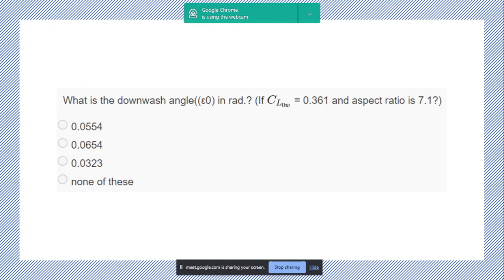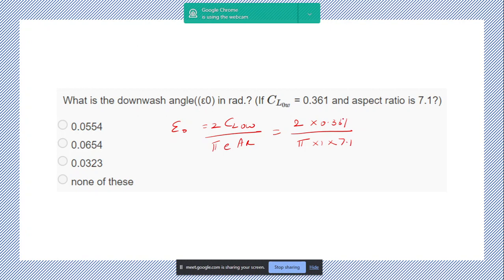They've given you Cl naught of the wing and they've given you the aspect ratio. How do you find out epsilon naught? Correct. So E, if it's not given, you take it as 1. So let's just substitute the values. 2 Cl naught of wing is 0.361 by pi E AR, 7.1.